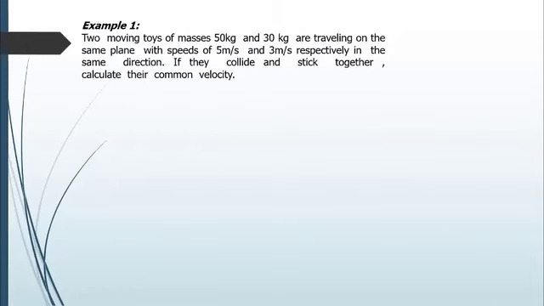Alright, so let's look at this example. It talks about two moving toys of masses 50 kilograms and 30 kilograms, traveling on the same plane with speeds of 5 meters per second and 3 meters per second respectively in the same direction. If they collide and stick together, we are asked to calculate their common velocity.